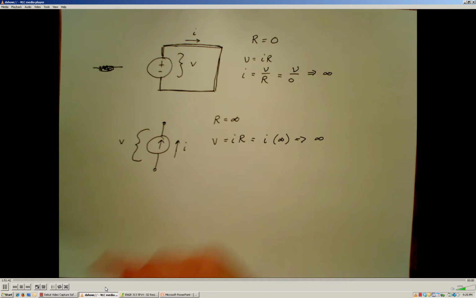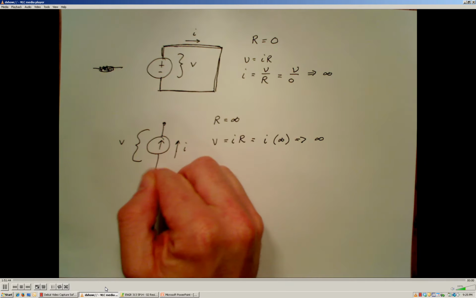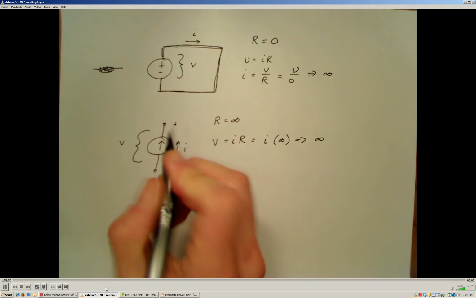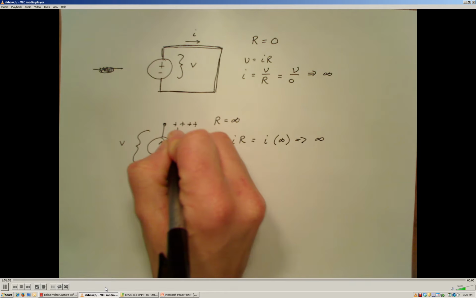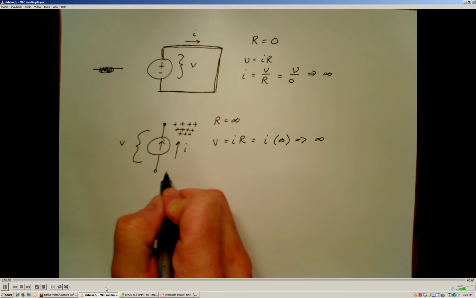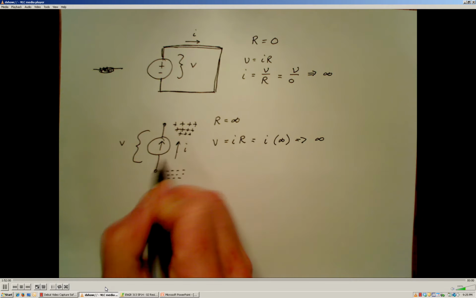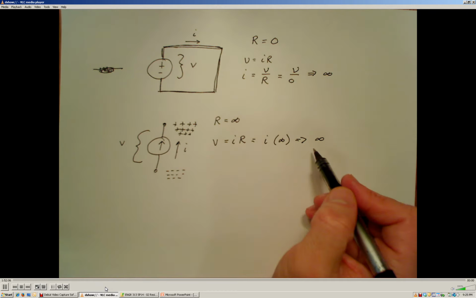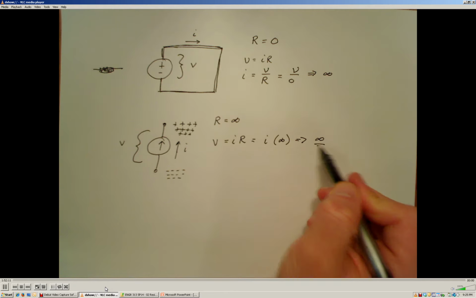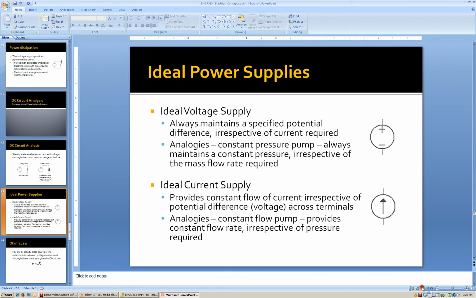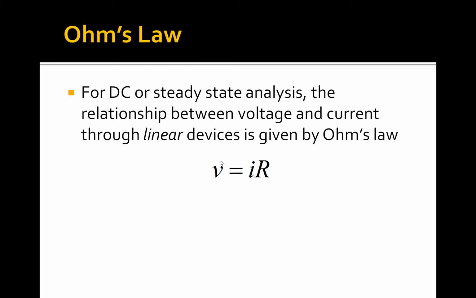We're continuously moving positive charges from this terminal up to this terminal, so we're going to add more and more positive charges up here. If we keep on doing that, we're eventually going to accumulate a large amount of positive charge relative to this side of the current supply. It's just going to keep building up and building up. And again, that's going to require an infinite amount of power to make that happen, which again is physically not realizable.